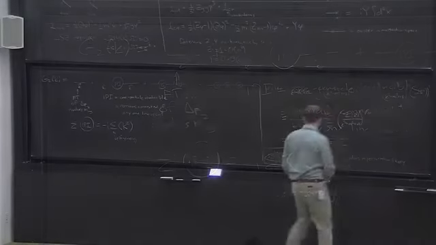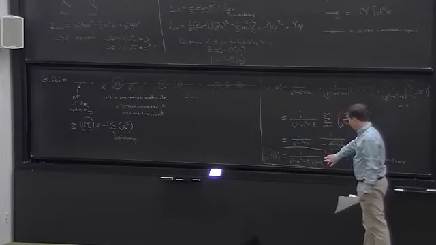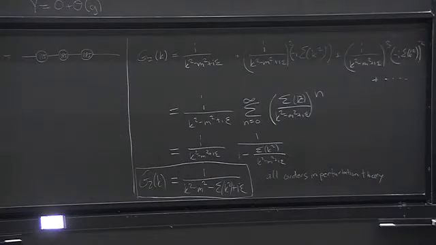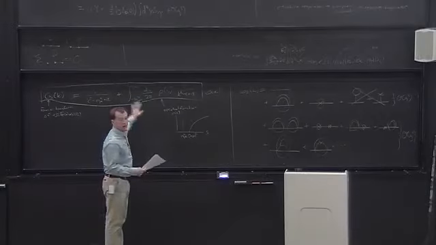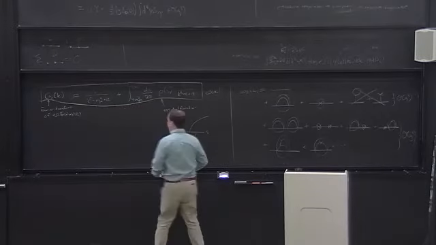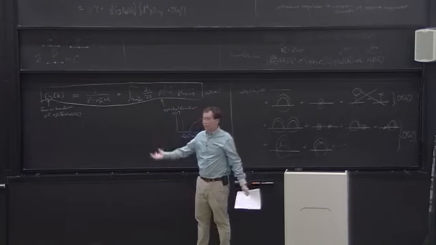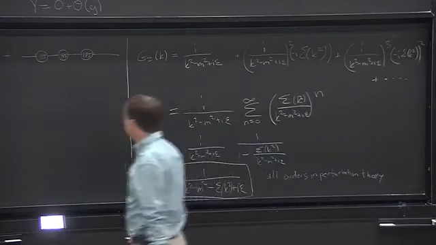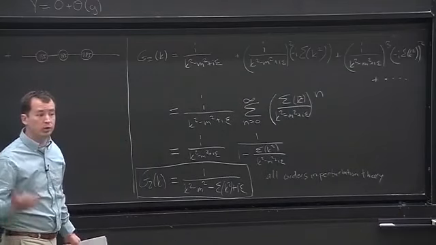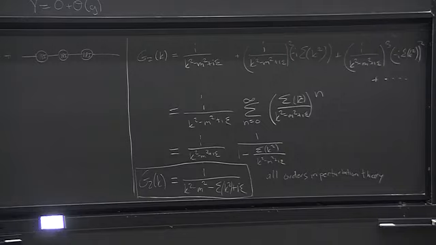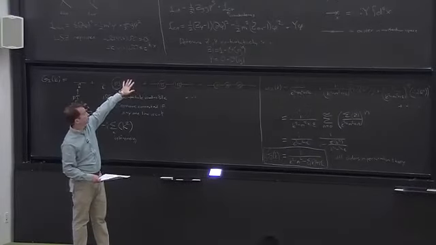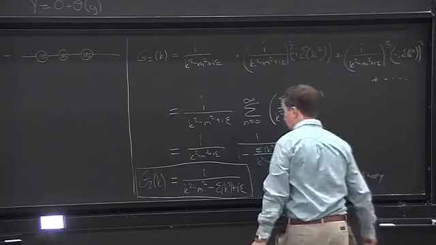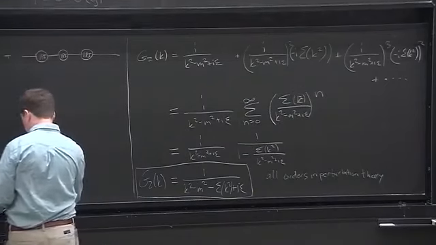So here we have two expressions, one valid to all orders in perturbation theory. The other one is exact. And they should agree. And making them agree will give us additional renormalization conditions that we can use to fix some of the coefficients in our Lagrangian. And so let's determine what those conditions are.